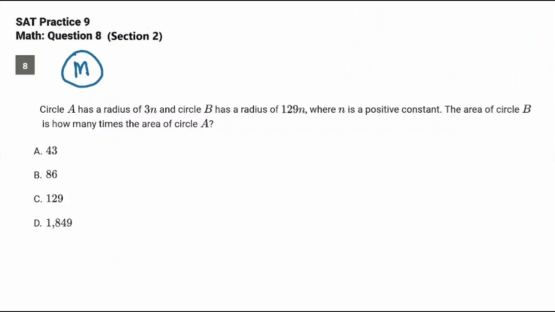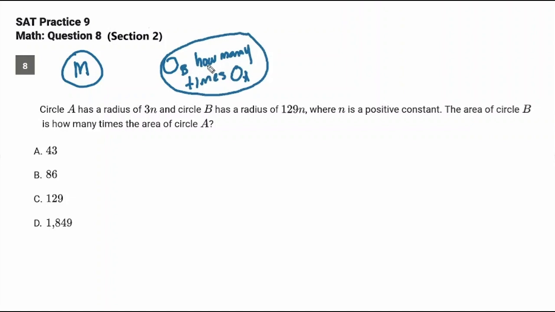Circle A has a radius of 3n and circle B has a radius of 129n, where n is a positive constant. The area of circle B is how many times the area of circle A? So I'm going to write down what I'm looking for. Doesn't have to be fancy.